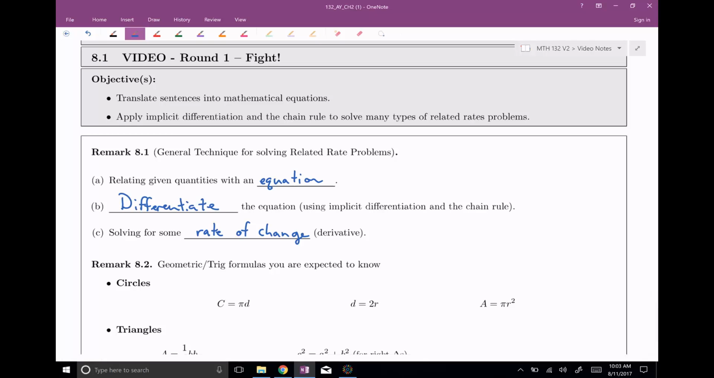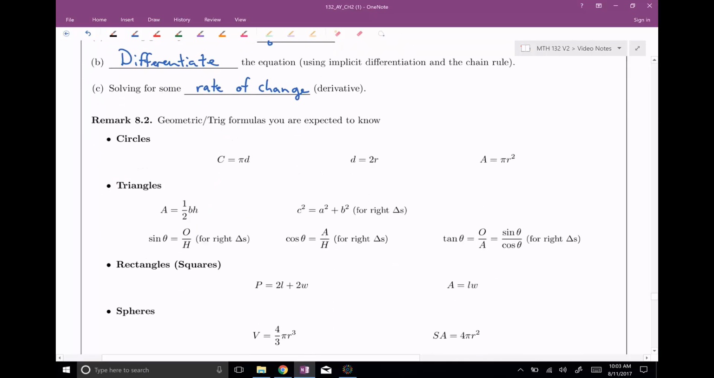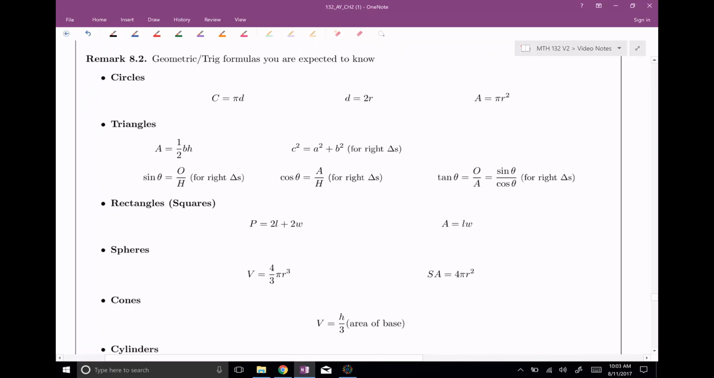So this first one is a little bit daunting, right? Relate the given quantities with an equation. Well, what equation to use, right? And the claim is we need to know and kind of remember these geometric and trig equations or formulas that we've encountered in our previous math classes.